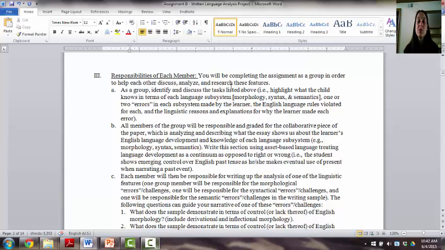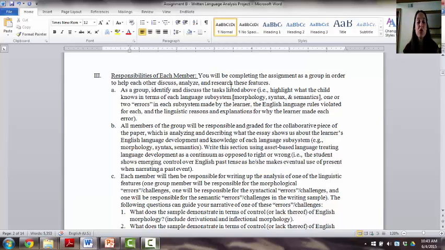What I suggest that you do is break up the project by subsystem. Because you are going to have 3 group members in your group, I would allocate morphology, syntax, and semantics to one person each. Okay, so one person will take morphology, one will take syntax, and one will take semantics. And then they are responsible for finding both the accomplishments, meaning all of the accomplishments that you see in the writing sample, and then one error that you're going to be describing in that subsystem.